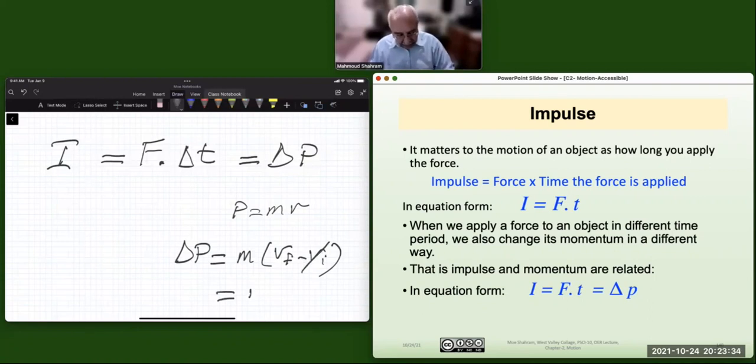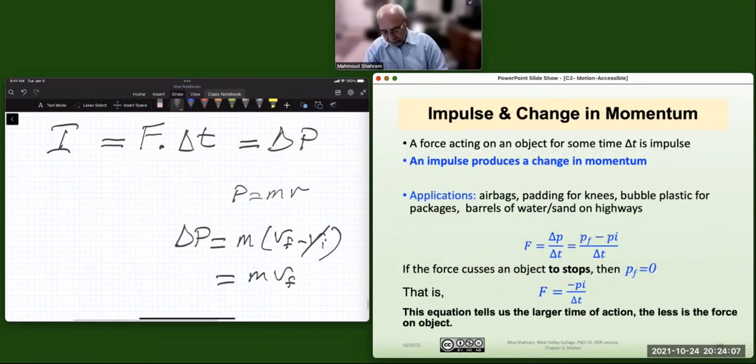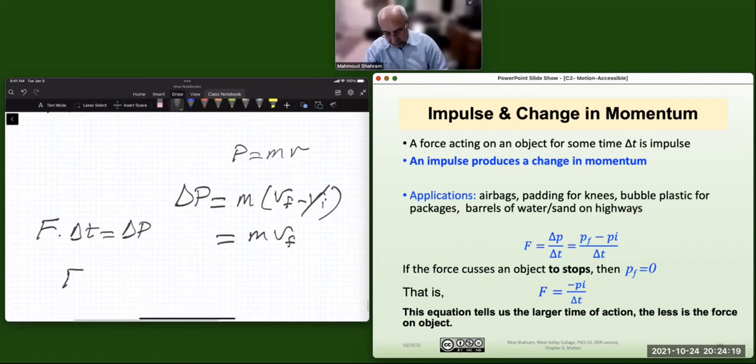You're only left with m v final. So the more time you take, in other words, if you have followed through, your final velocity is going to be larger. So you see how it works? Impulse produces change in momentum. If you want to find out the force, force times delta t is equal to delta p. So you can just say force is equal to delta p over delta t.